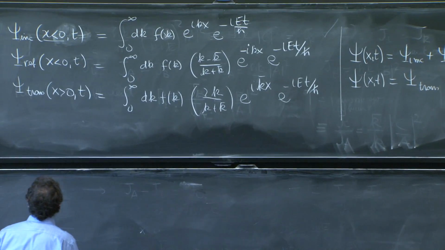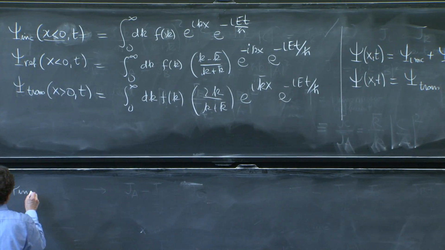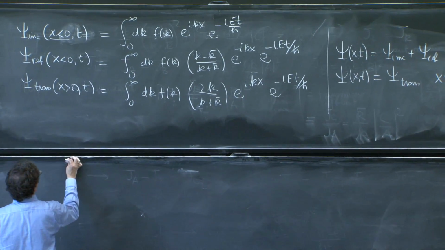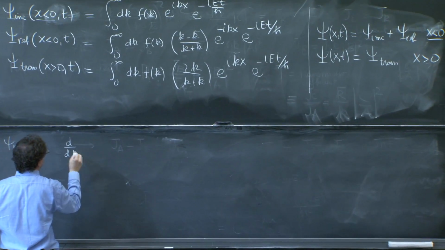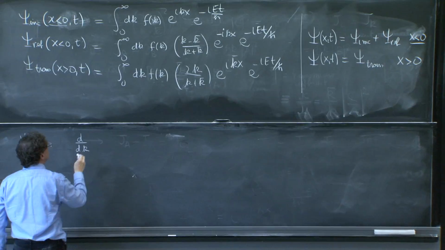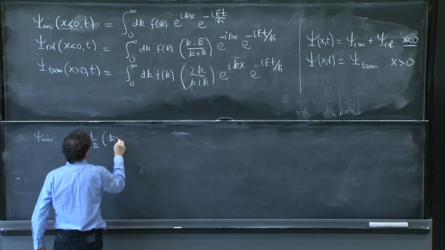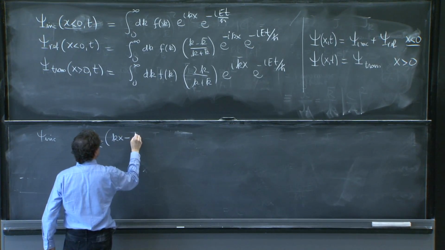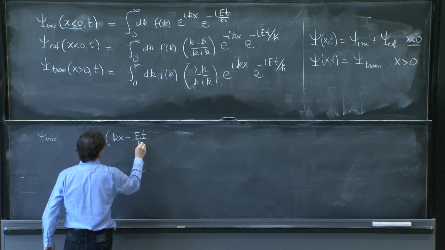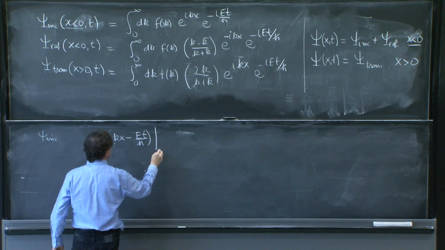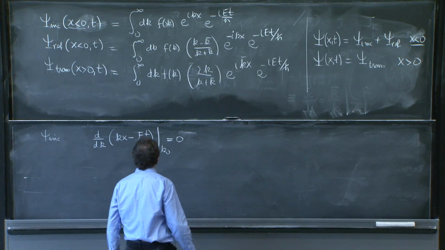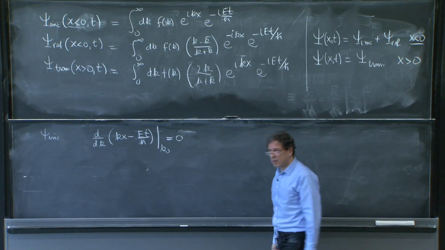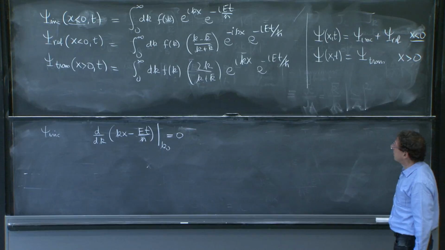So let's take, for example, psi incident. What is the stationary phase condition? It would be that the derivative with respect to k of the phase, kx minus Et over h bar, must be evaluated at k naught and must be equal to 0. So that's our stationary phase approximation for the top integral.